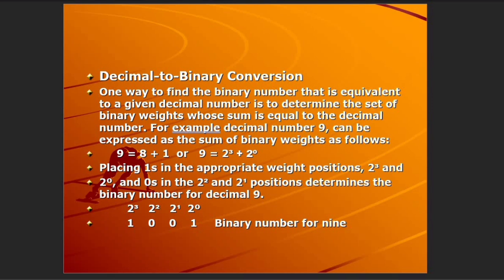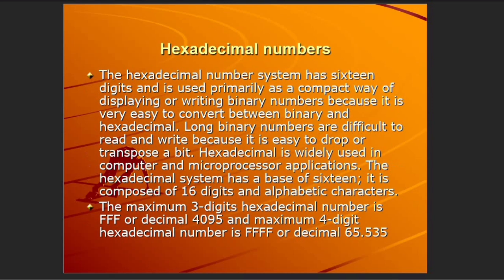One way to find the binary number equivalent to a given decimal number is to determine the set of binary weights whose sum is equal to the decimal number. For example, decimal number 9 can be expressed as the sum of binary weights as follows: placing ones in the appropriate weight positions 2 to the power 3 and 2 to the power 0, and zeros in the 2 to the power 2 and 2 to the power 1 positions determines the binary number for decimal number 9.